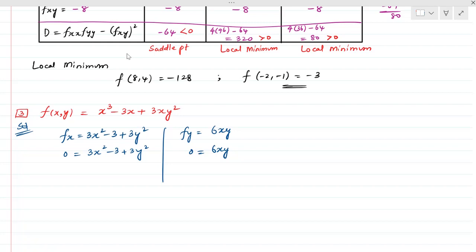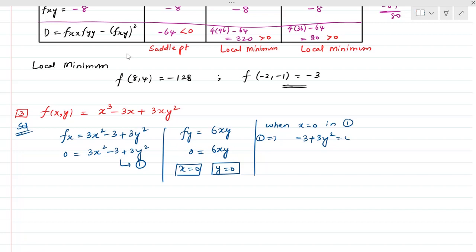What is the meaning of this one? It means that either x equals 0 or y equals 0. So these are the 2 cases you will get. Now, when I put x equals 0 in equation number 1, you will get minus 3 plus 3y^2 equal to 0. Move the 3 here. So 3y^2 equals 3, y^2 equals 1. So it is equal to plus or minus 1. So you will get the 2 points.